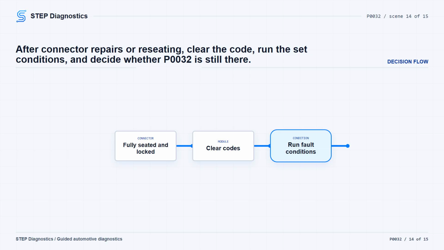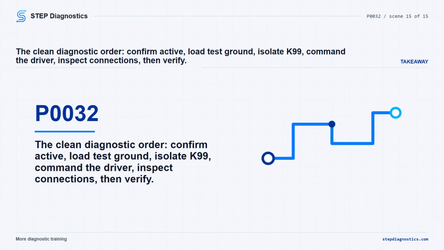Erase the codes, operate the vehicle under the conditions that set the fault, and read codes again. If P0032 returns after these checks, the diagnostic path calls for replacing and programming the PCM, then verifying the repair. If it does not return, the wiring or poor connection problem has been repaired. Keep the verification step separate from the circuit testing. After any repair, clear the codes, reproduce the operating conditions, and confirm P0032 stays gone.